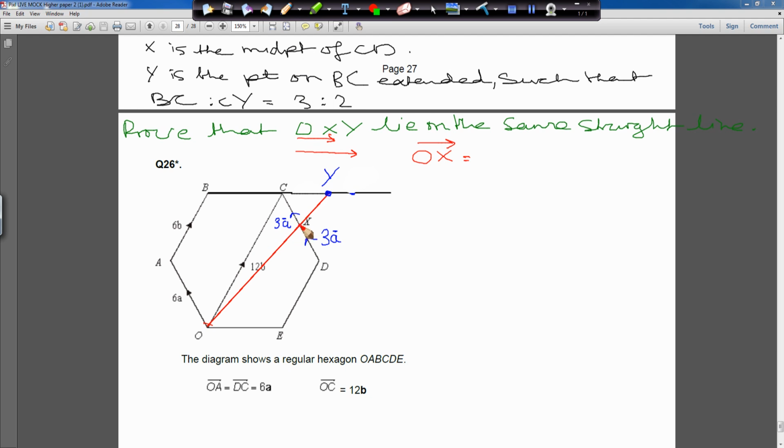Okay, there's the x point, and there's the y point, and there's the O point. So if I want to go from O to x, let's look at O to x. Well, I can't go directly because I don't know what this vector is. But what we do know is how to get from O to C and C to x. So let's highlight our route. We're going to go along here and then along here. Okay, let's write that down.